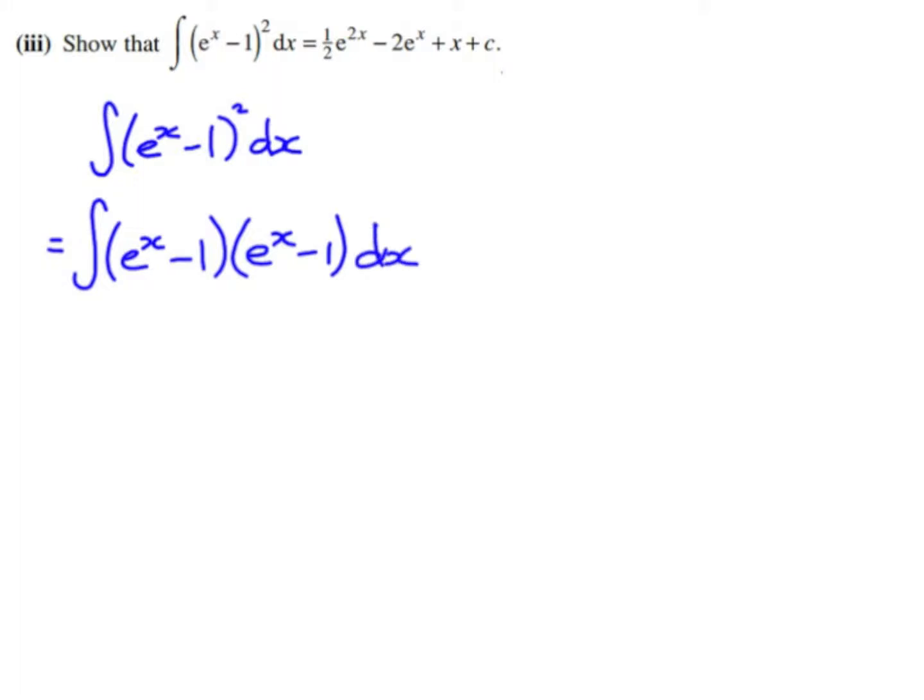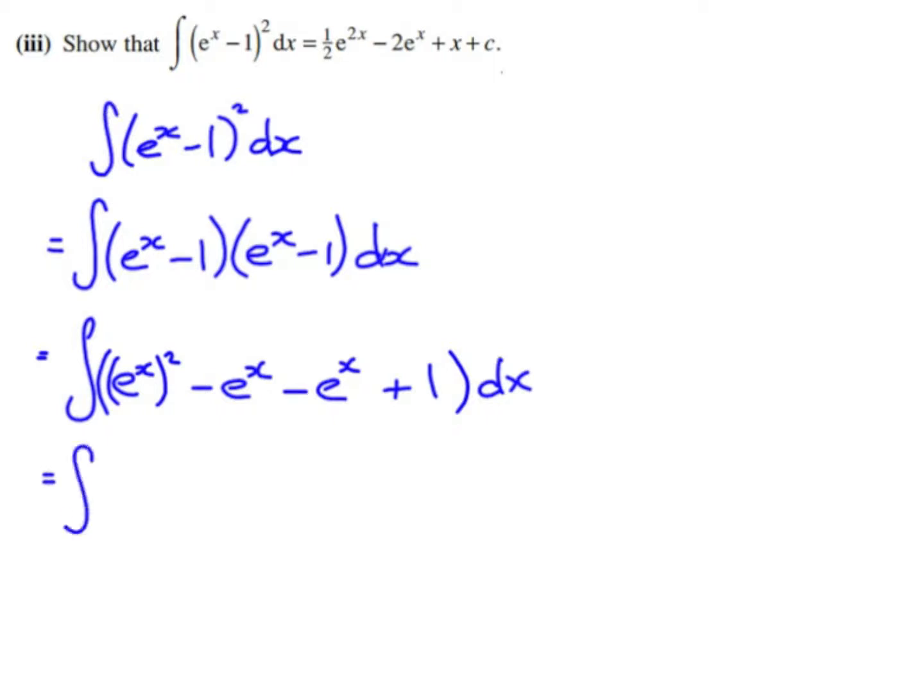Now, e^x times e^x is (e^x)². Negative 1 times e^x is obviously just minus e^x. We end up with a couple of those. And then we have to be careful with the fact that negative 1 times negative 1 gives us a positive 1. Now, (e^x)², using our index rules, we can write that as just e^(2x). We need to take off 2e^x and add 1.